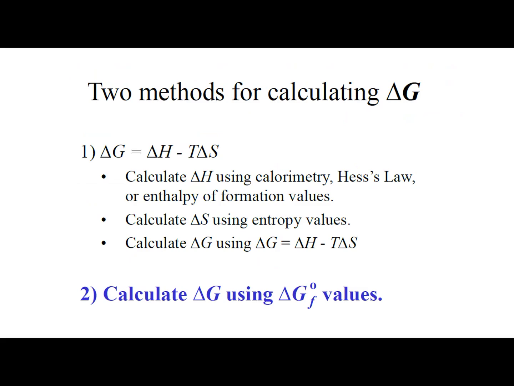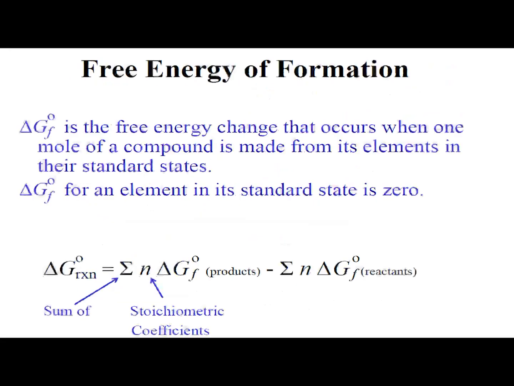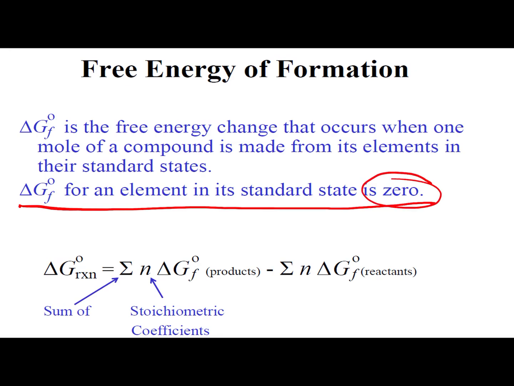Another way that we can calculate the delta G is to use the delta G naught formation values. And these are found in the back of your textbook. So hopefully you brought your textbooks home with you and can find those. So delta G naught formation is the free energy change that occurs when 1 mole of a compound is made from its elements in their standard state. And if we have an element by itself, that value is 0.